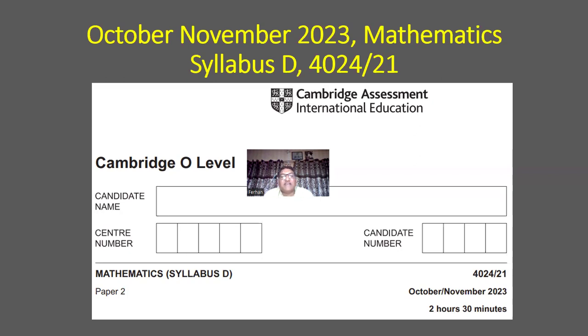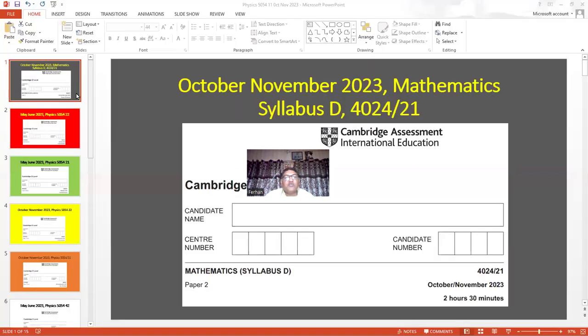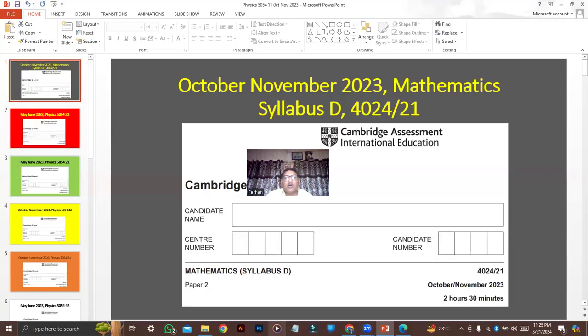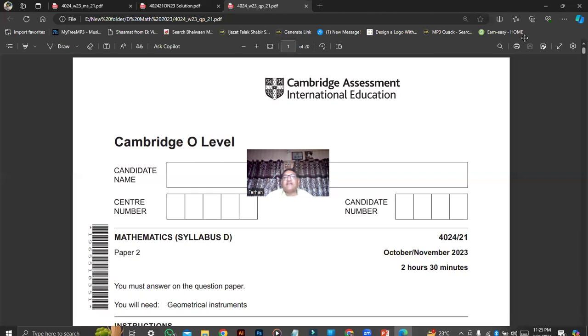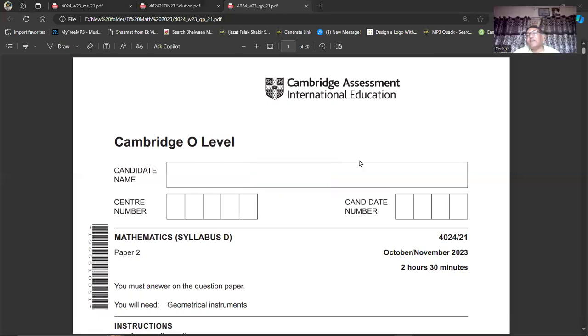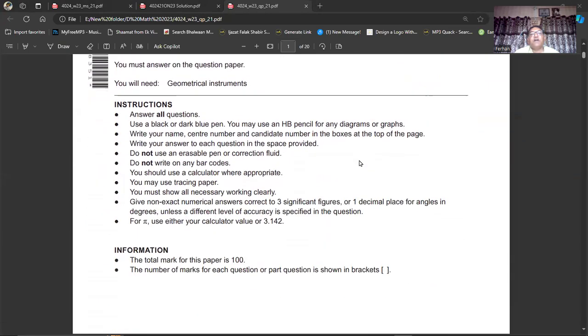Cambridge O Levels Mathematics Syllabus D. The code of the subject is 4024. Today we have set our heart to solve a paper 2 of this subject. For this purpose, we have selected the October/November 2023 paper 2. This paper belongs to Zone 1. The time allowed for this paper is 2 hours and 30 minutes. A scientific calculator is allowed in this paper, and the total marks for this paper are 100.